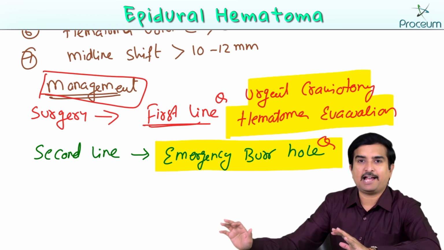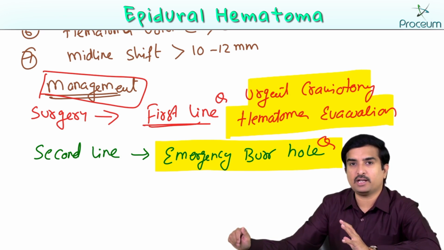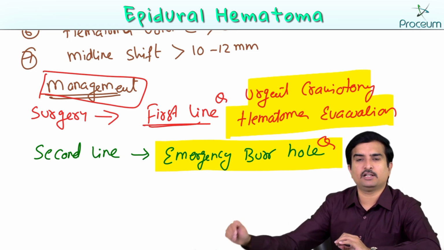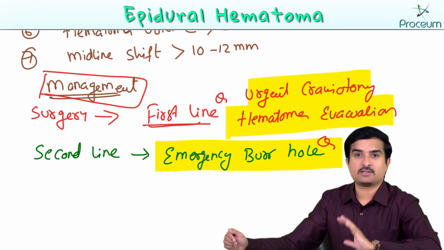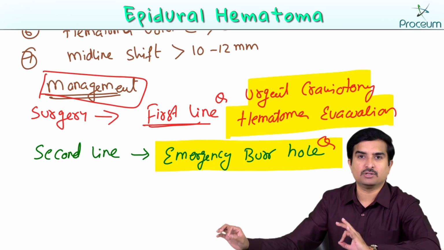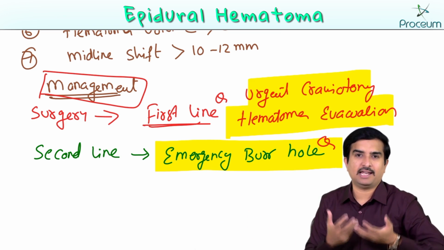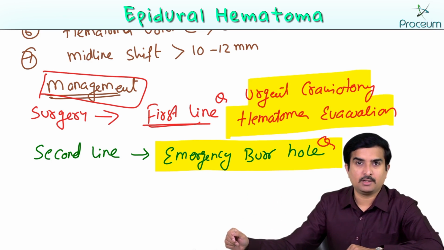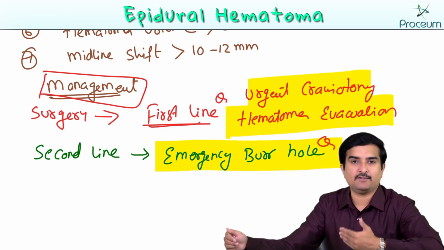So remember that this is actually a life-saving procedure, right? Why is it a life-saving procedure? We said that surgery is the mainstay of treatment. It is the first line. But why are we using the terminology life-saving procedure? Because this emergency burr hole can be performed by the general surgeon also. There is no need of a neurosurgical expert, because if you don't have neurosurgical care, then a general physician can perform the burr hole procedure mainly to evacuate the hematoma. So that's why it is a life-saving procedure, we can say.